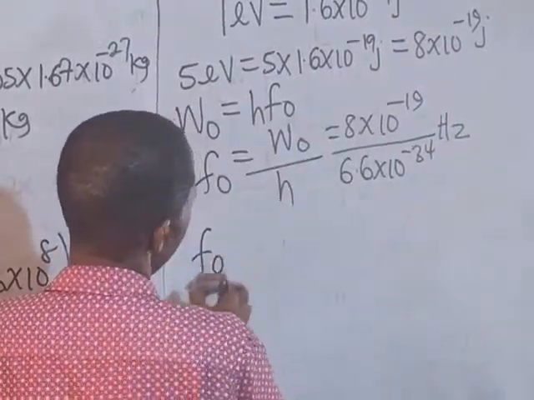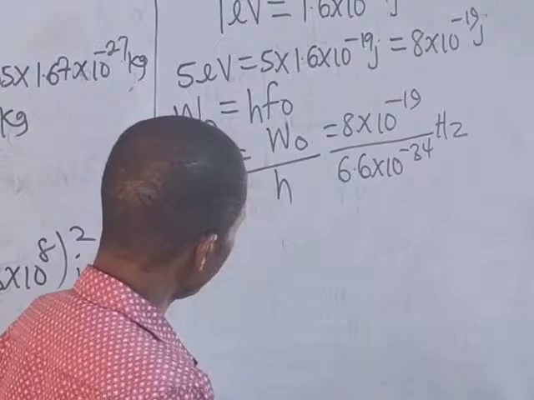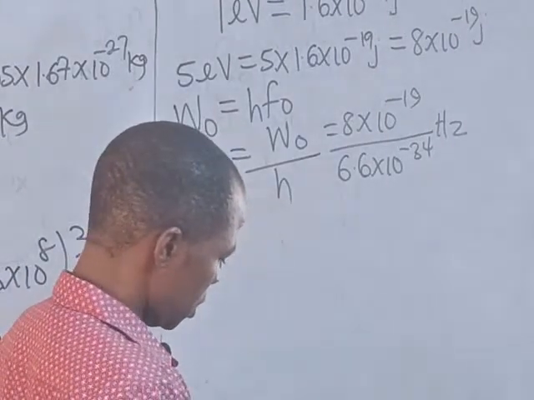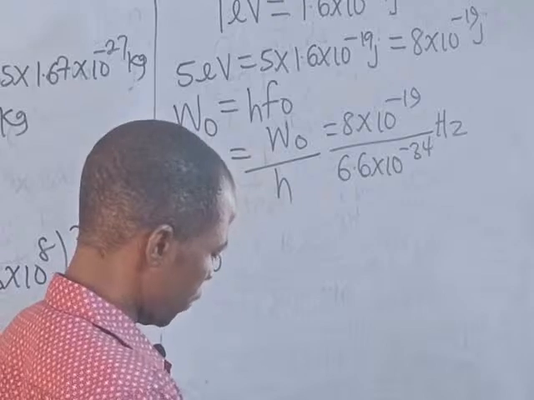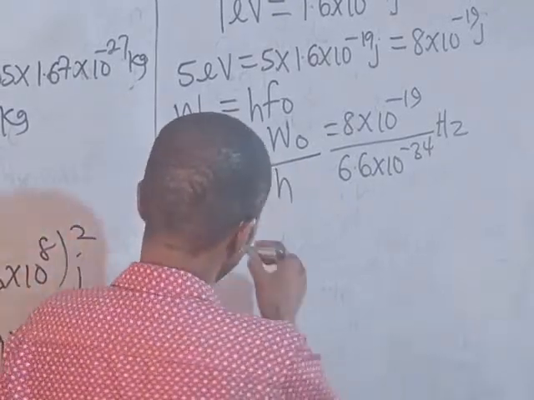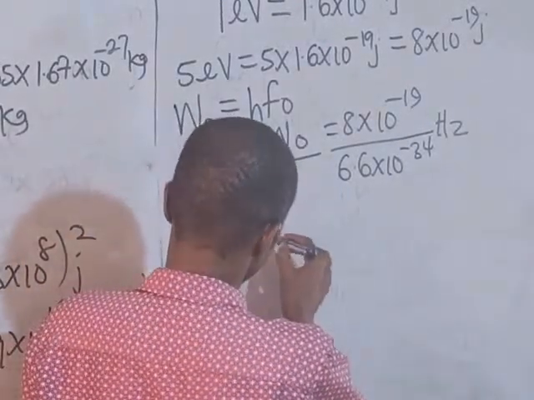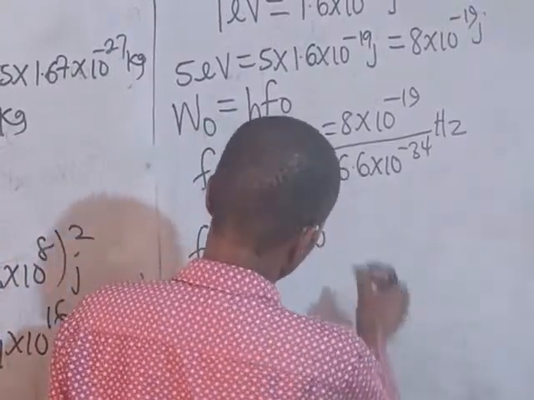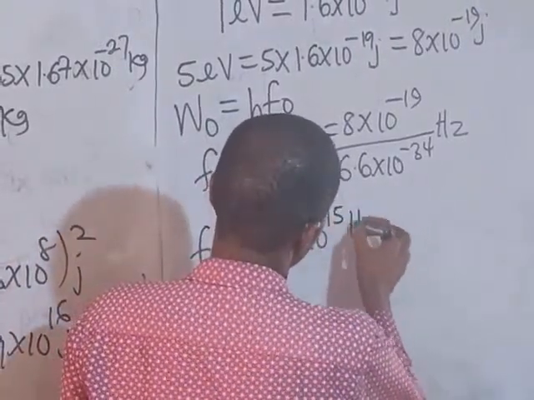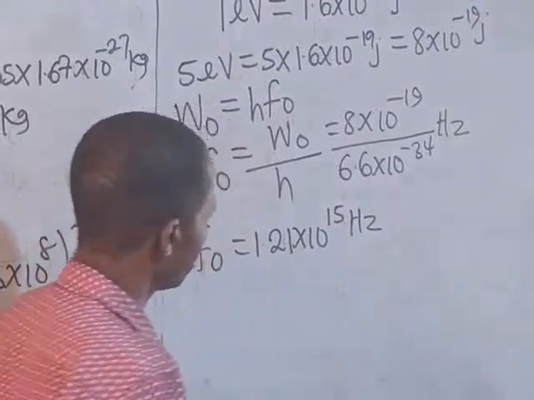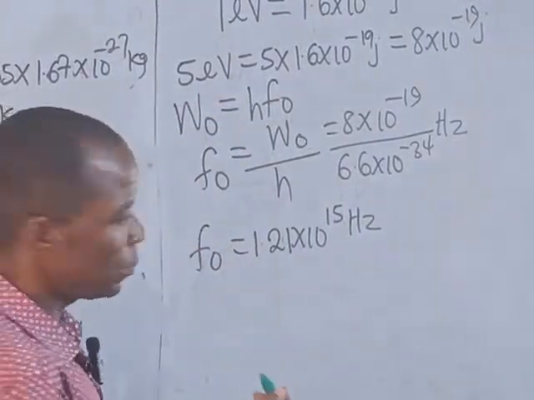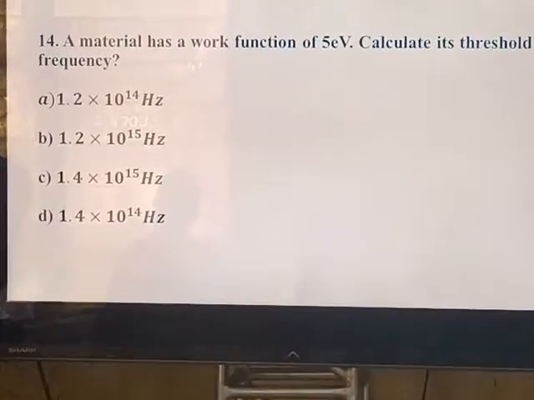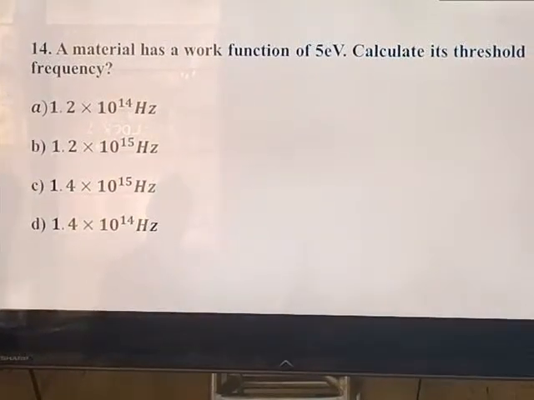So our threshold frequency now is going to be 8 times 10 to the power minus 19 divided by 6.6 times 10 to the power minus 34. And if you do that, we are getting 1.21 times 10 to the power 15 hertz. And if you look at the options, which option is the correct one? Option B. So our F naught now is 1.2 times 10 to the power 15 hertz.